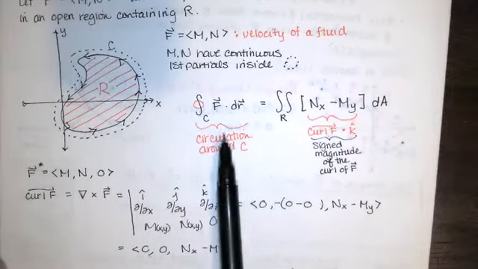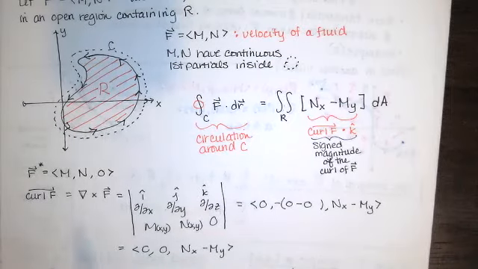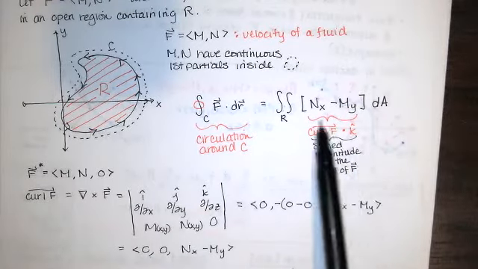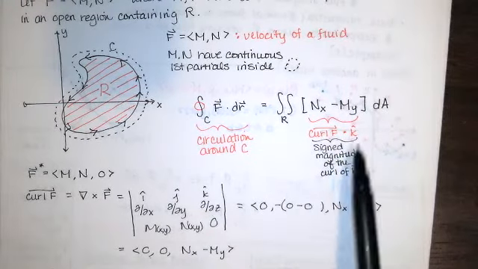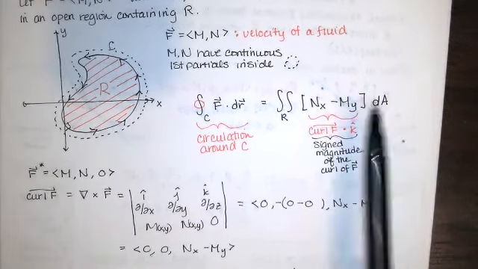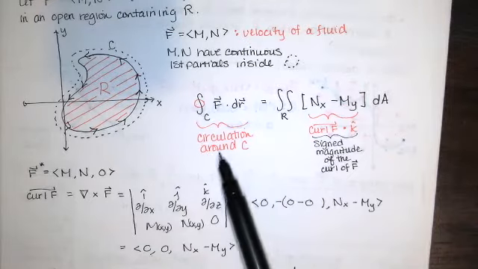Well, this is saying that rather than taking the circulation around C, we could do something else instead. We could find the signed magnitude of the curl of F. And remember what the curl represents. We'll review that in just a second. We'll take that signed magnitude of the curl of F and then multiply it by a tiny area piece, and then add them all together, and that's going to give us the circulation around C.